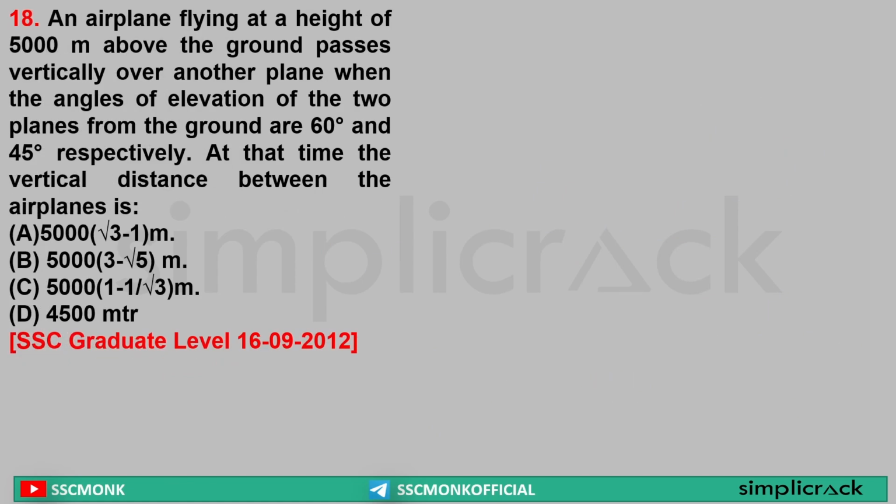An airplane flying at a height of 5000 meter above the ground passes vertically over another plane when the angle of elevation of the two planes from the ground are 60 degree and 45 degree. For that time, the vertical distance between the aeroplanes is what? So what was happening? There are two aeroplanes in the picture. So let's say this was the first aeroplane, okay? It crossed another aeroplane. But before that, it was at a distance of what? 5000 meter. Clear? Yes.